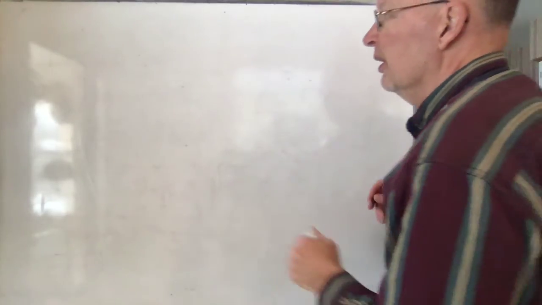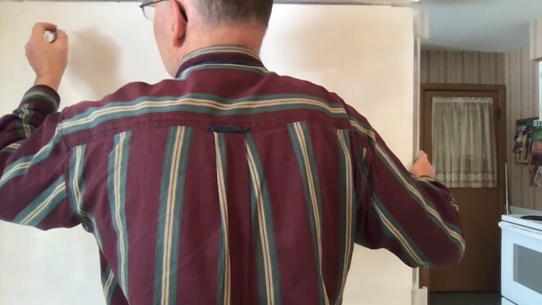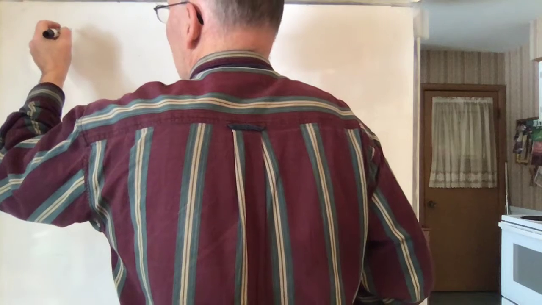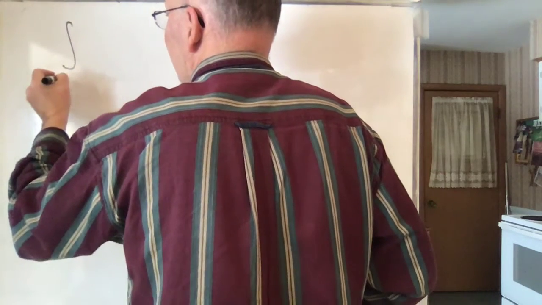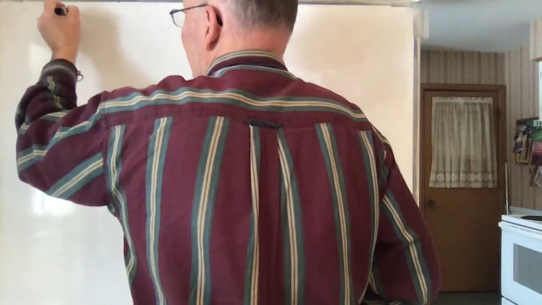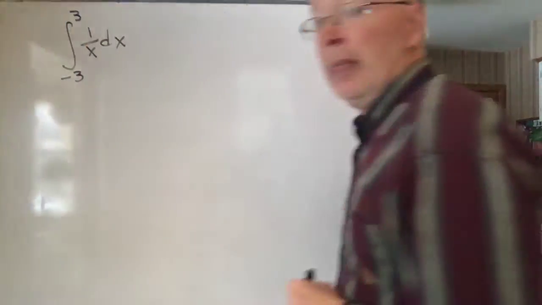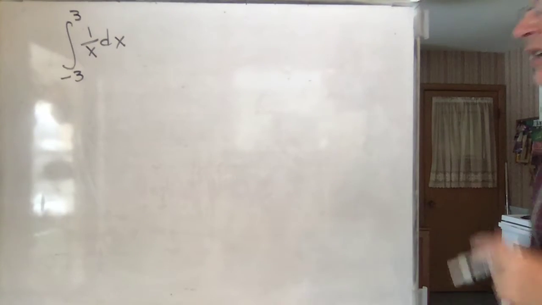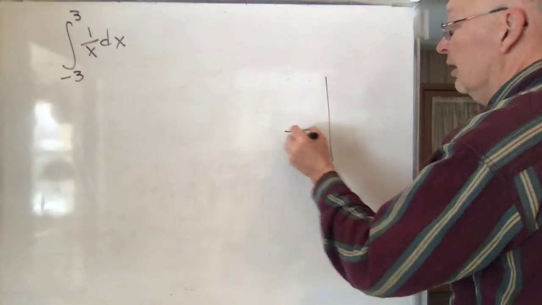Let's also look at this as an example. There's lots of little things to do here. What if we looked at this integral, negative 3 to 3 of 1 over x dx. Okay, negative 3 to 3 of 1 over x dx. What's the value of that? Let's again look at our function.